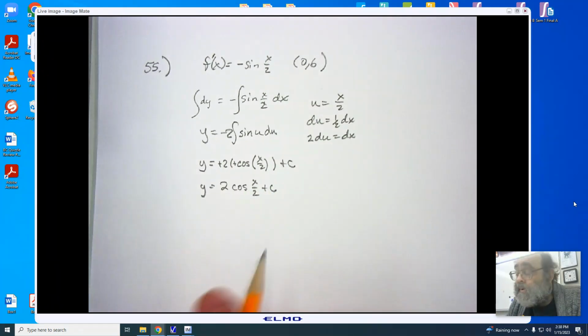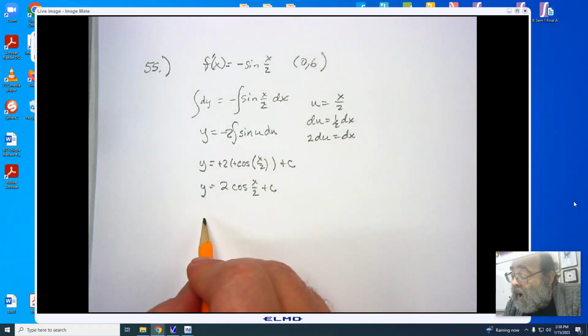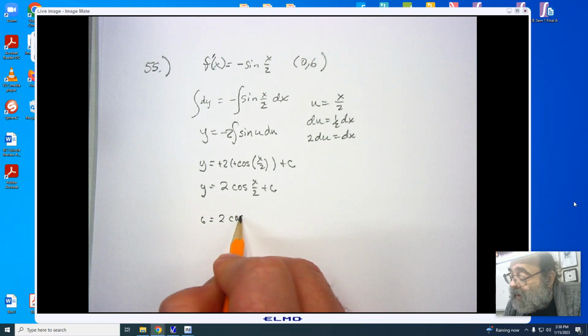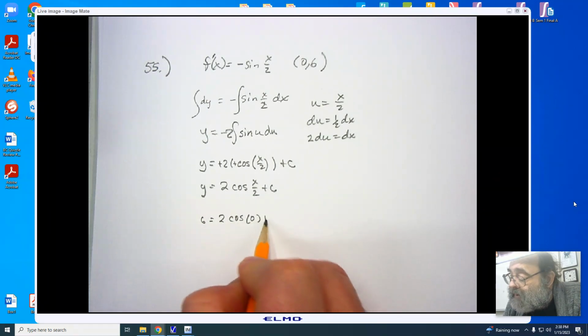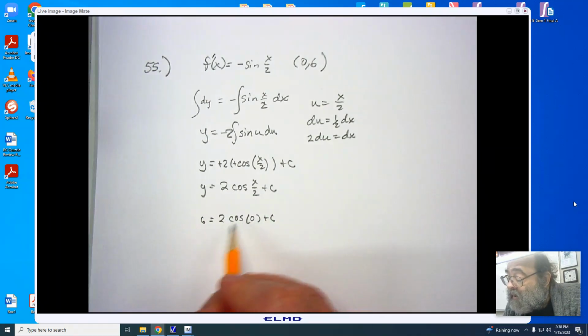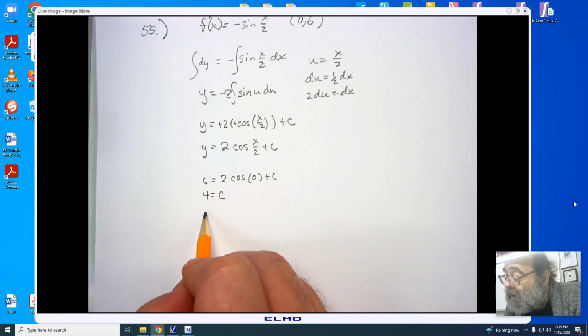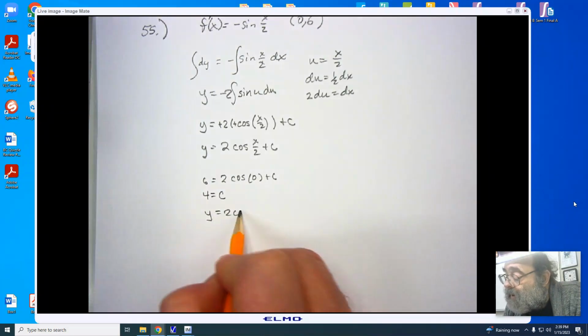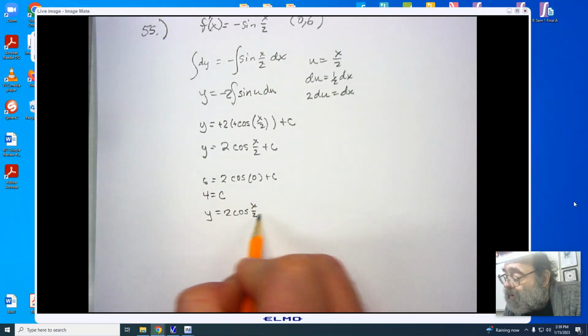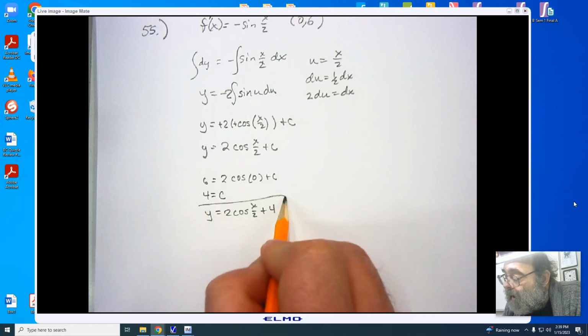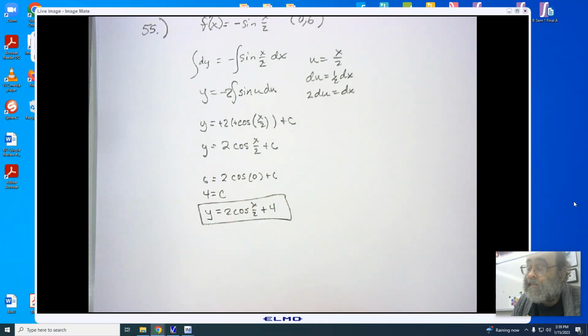Now, this is where we use the point. I know that my y is giving me a 6, and it should be 2 cosine of 0 plus c. Now we know that the cosine of 0 is 1, so we're subtracting 2, and 4 has to equal c. y equals 2 cosine of x over 2 plus 4 is my answer.